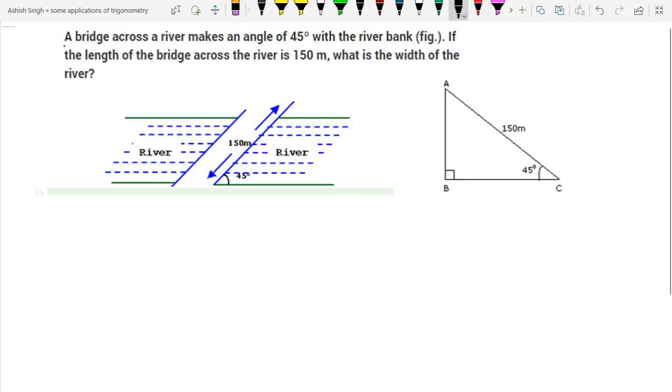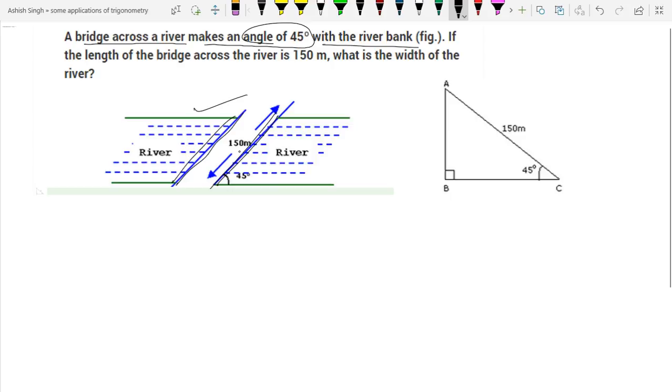See, the question says that a breeze across a river makes an angle 45-degree with the river bank. If I say that the breeze looks like this, in this way, and there is a river which is flowing under the breeze, and the length of this breeze is 150 meter. The length of the breeze is 150 meter.